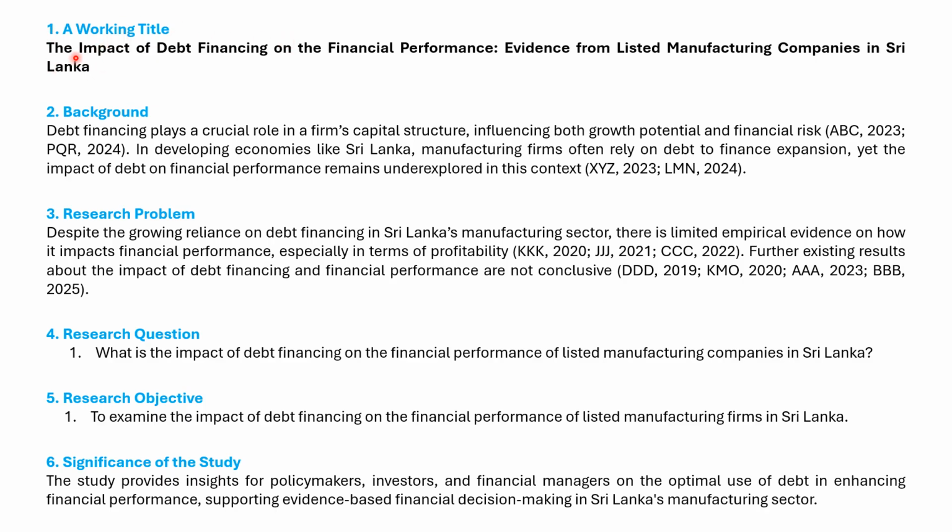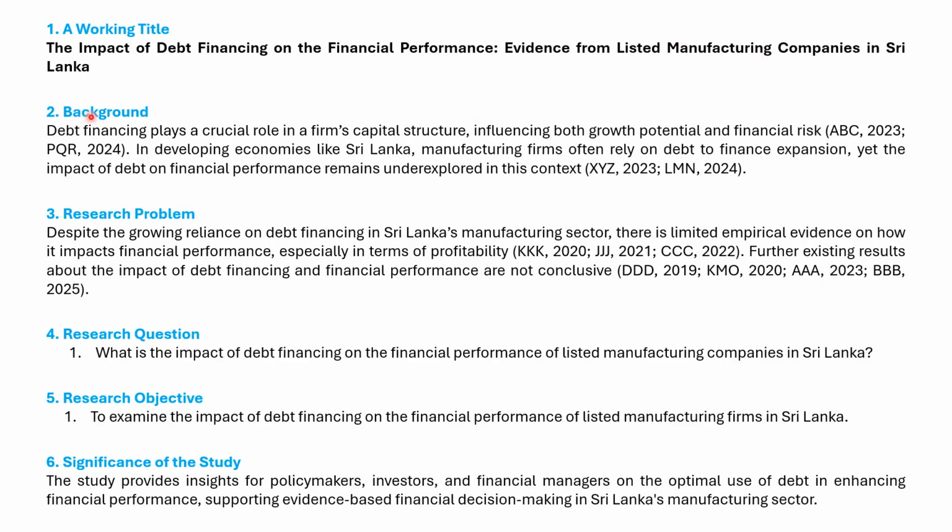Here I have taken an example, right? So you can see it's the impact of debt financing on the financial performance, evidence from listed manufacturing companies in Sri Lanka. So this is the proposed research topic. Now here you can see this research topic. Once you look at this particular research topic, you can see the independent variable, dependent variable, as well as the sample. So the independent variable is debt financing, dependent variable is financial performance, and the sample you can see here, it's listed manufacturing companies in Sri Lanka.